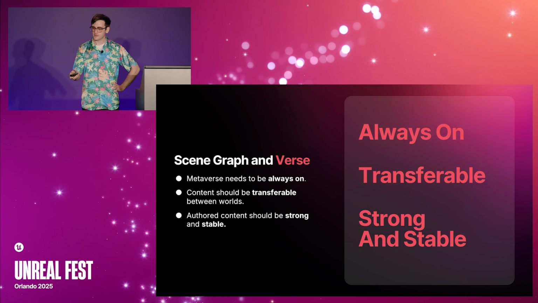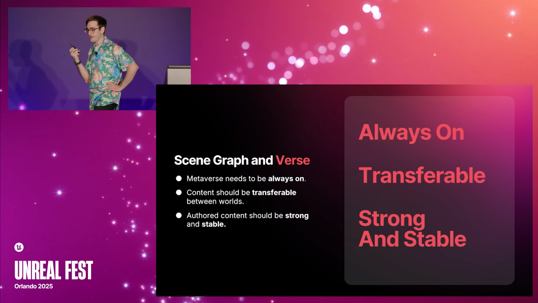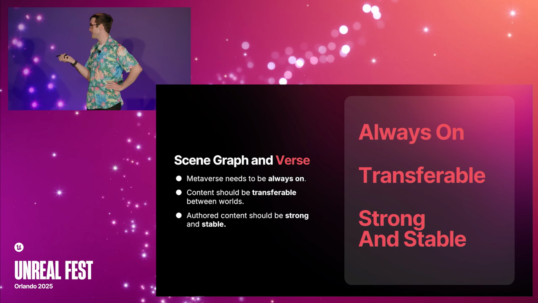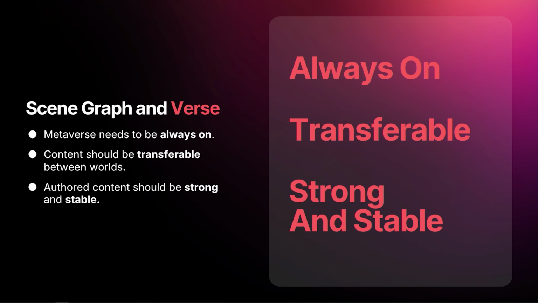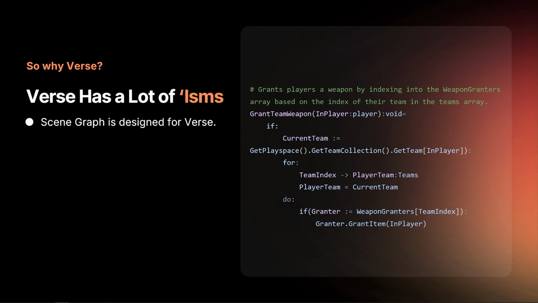Now, speaking of that car, authored content also needs to be strong and it needs to be stable in this metaverse, right? I shouldn't be able to make a car entity that runs a piece of Verse code that crashes your experience when I drive in, like it finds every single entity in your scene and then deletes them. We don't want that. So Verse provides answers to a lot of these challenges.